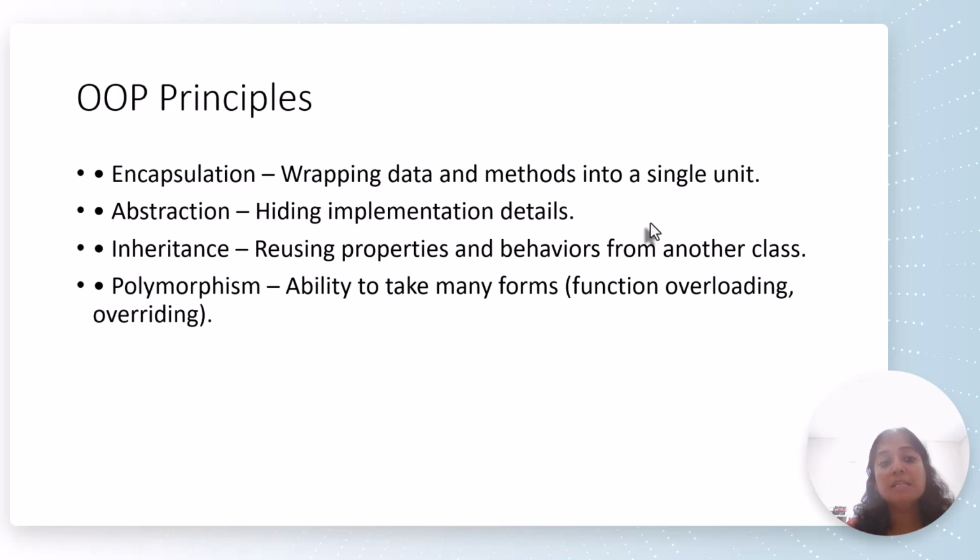Now, the principles, there are four basic principles of object-oriented programming: encapsulation, abstraction, inheritance, and polymorphism. Encapsulation means wrapping up your data and methods in a single unit.